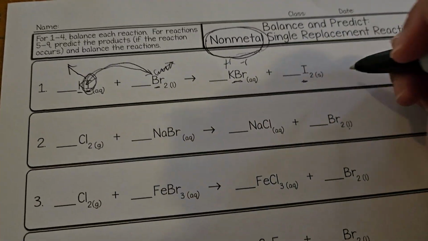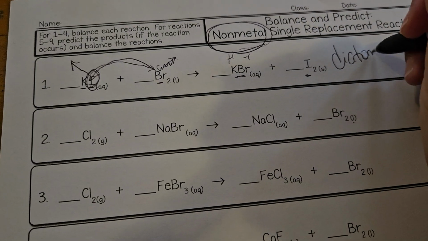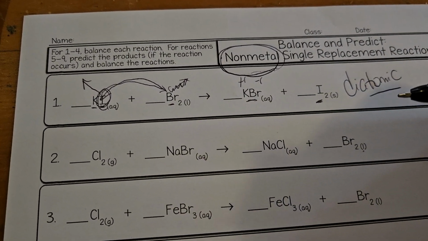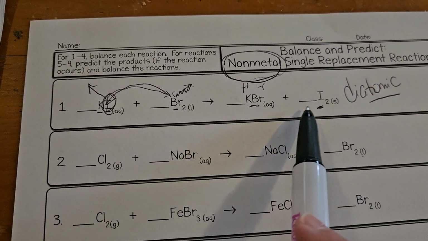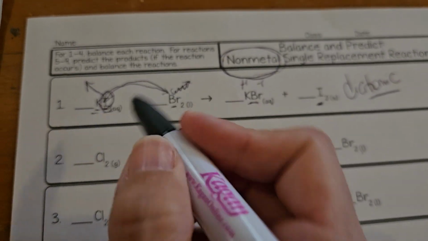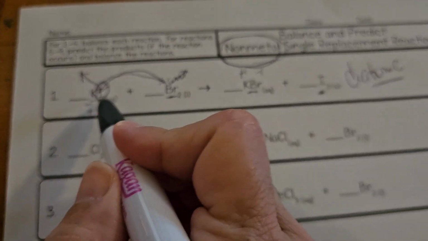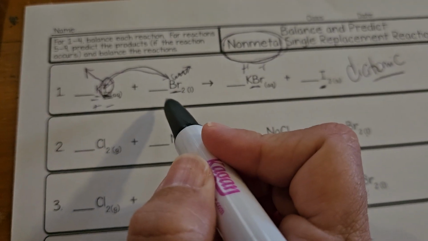The I is by itself now, but we know that I is diatomic, so it's always going to be written as I2. So that's how the reaction would be written. So we have metal and non-metal, the positive part and the negative part of the ion. Br and I are the ones that are going to replace each other.